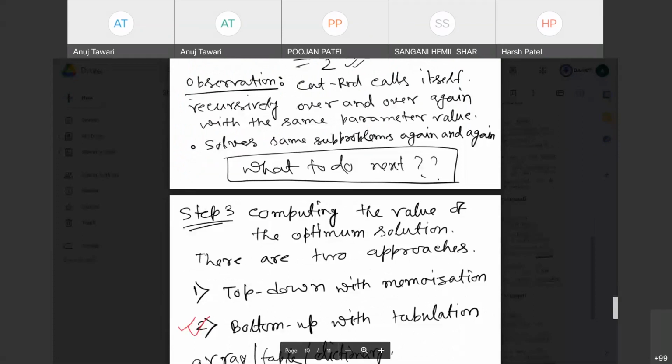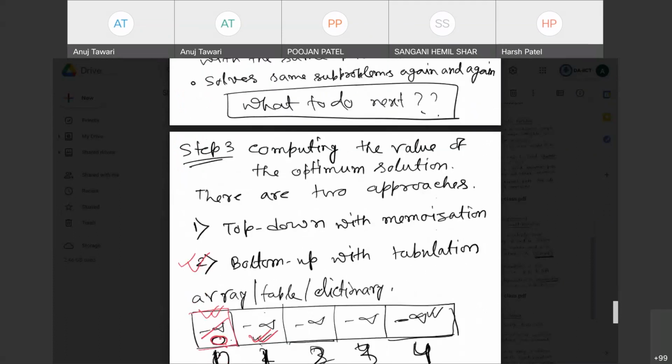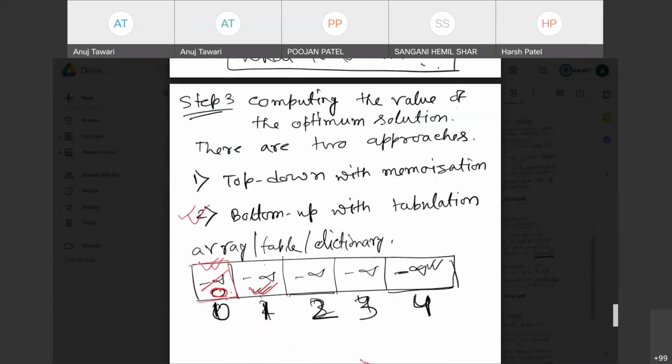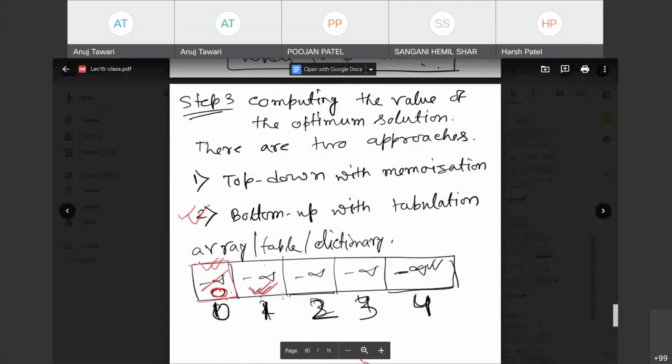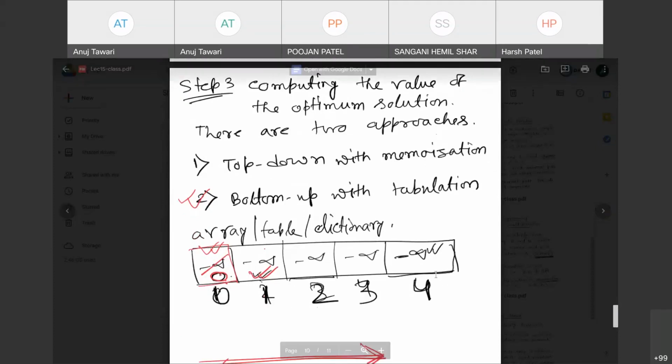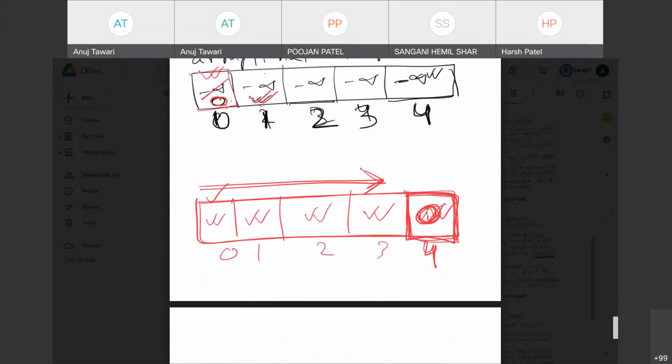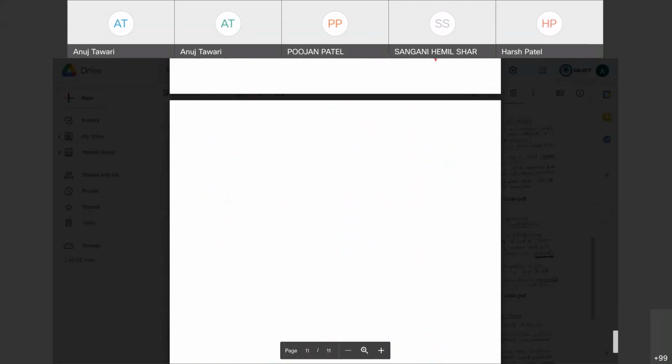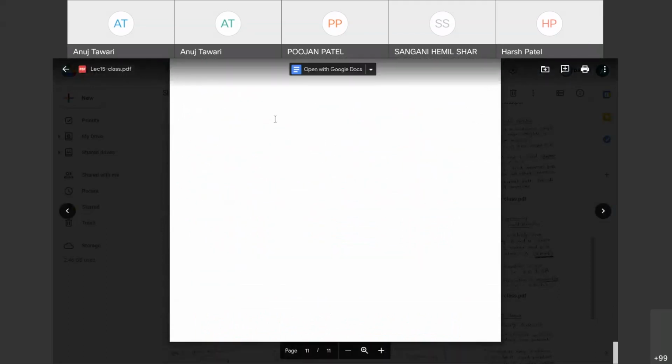So we are solving these subproblems again and again, and therefore, to compute the value of the optimal solutions, I'll present two different approaches, which use an array. We store the values of the subproblems, then use those. So let's consider our special case of n equal to 4. Initially, we create this array or table or dictionary or whatever, and set everything to minus infinity.